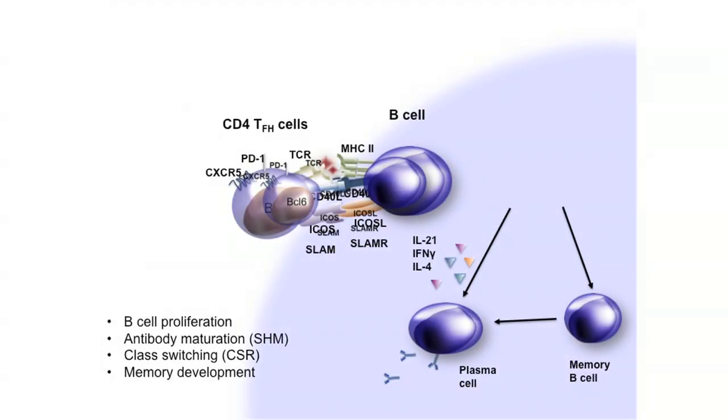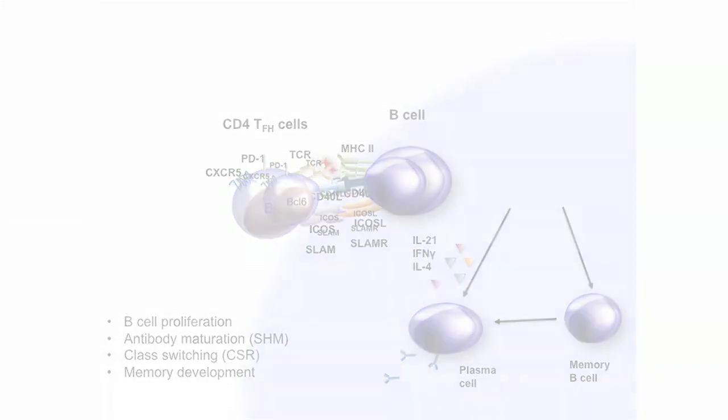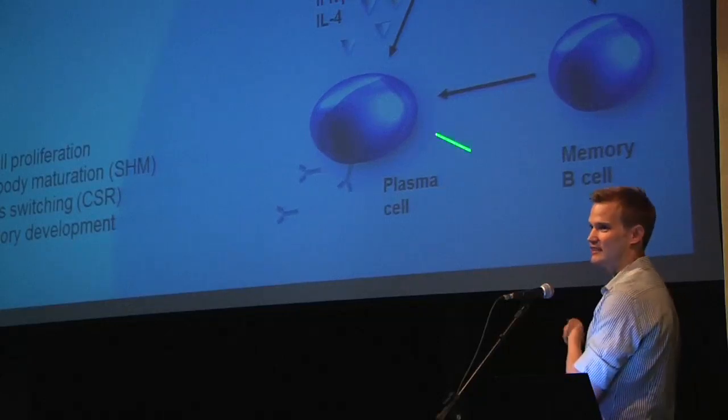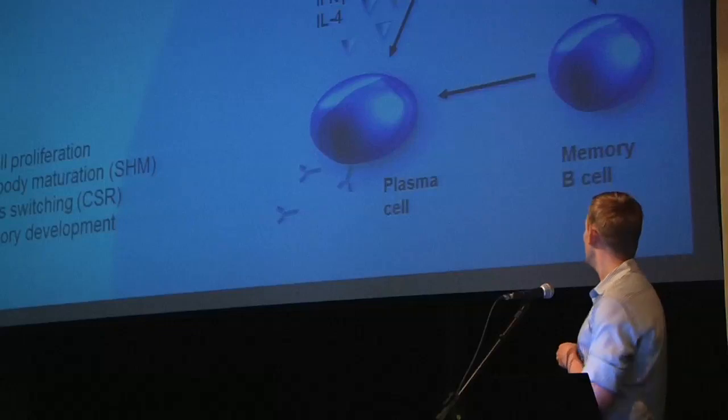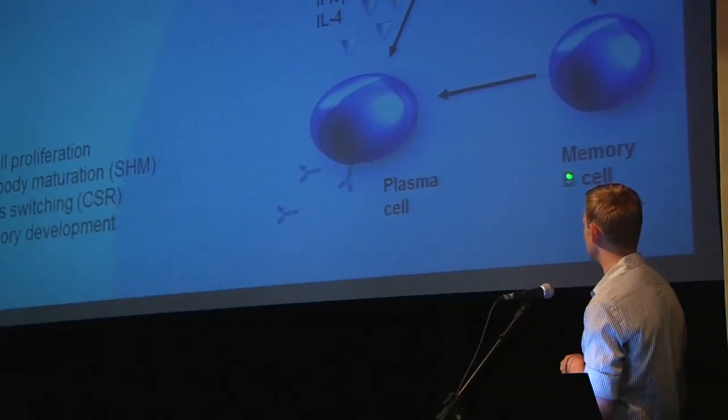However, one important thing we don't know yet is which signals lead to a plasma cell. We know IL-21 leads to plasma cell differentiation, but we don't know what the T follicular helper cell is actually doing, and we don't know how we get memory. We know that without T follicular helper cells we don't get memory, but we don't know what signals are necessary to induce memory in the B cells.